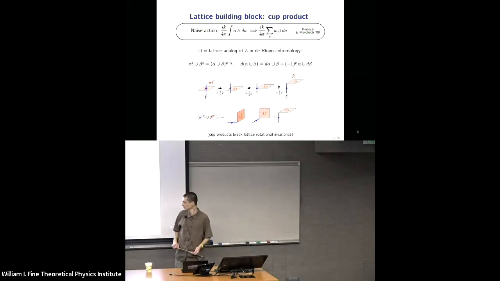I just want to note that these cup products break lattice rotational invariance because I had to choose a particular direction with respect to which this product is defined. So if we were just doing our gauge theory, we would be done.